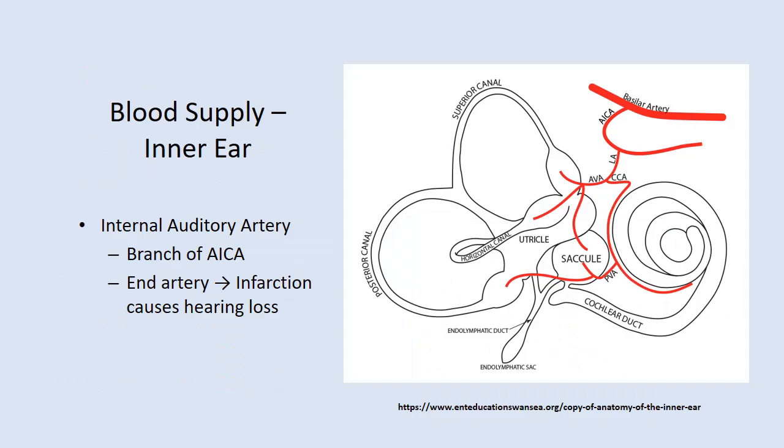The blood supply to this vital structure is primarily the internal auditory artery, which is usually a branch of the anterior inferior cerebellar artery. It's an end artery, meaning a blockage here can have devastating consequences for hearing and balance.